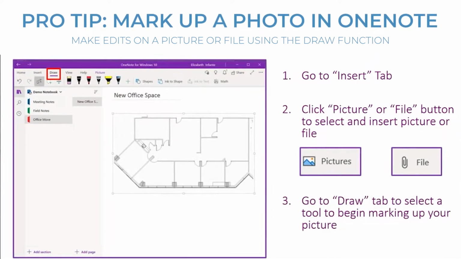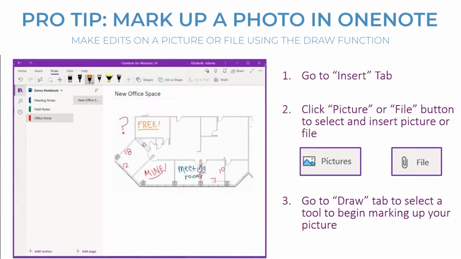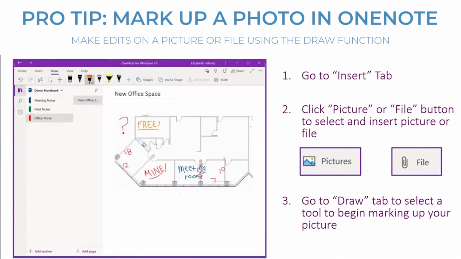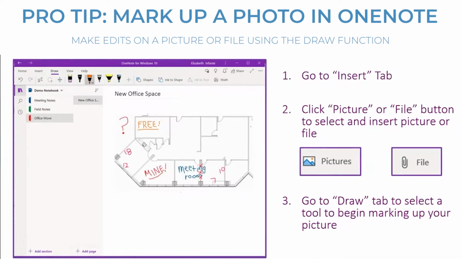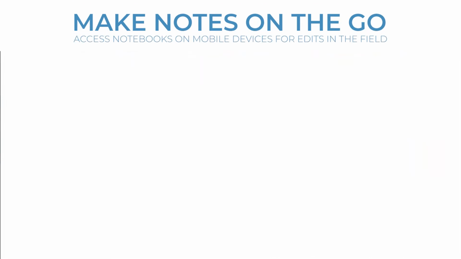We're going to go to the draw function just like we did before, and we're going to start marking up that picture. Area of a room, you want to knock down walls, you want to claim an office, you can make those notes in there, which is really a great way to collaborate and see different ideas for different spaces. And you can also make these notes on the go.